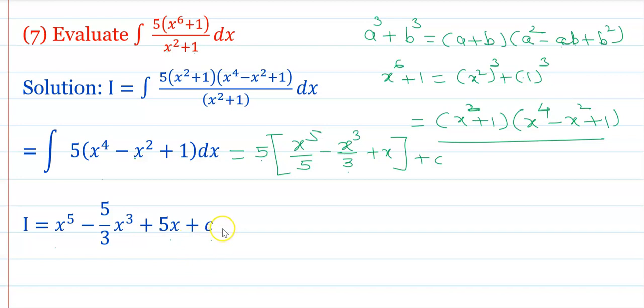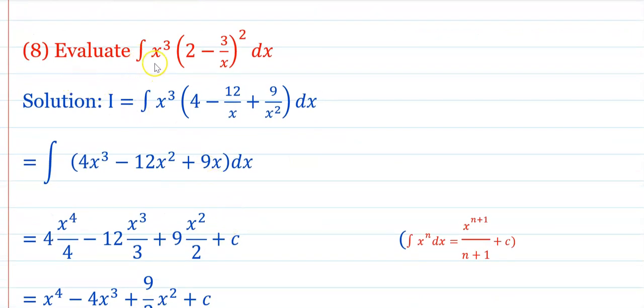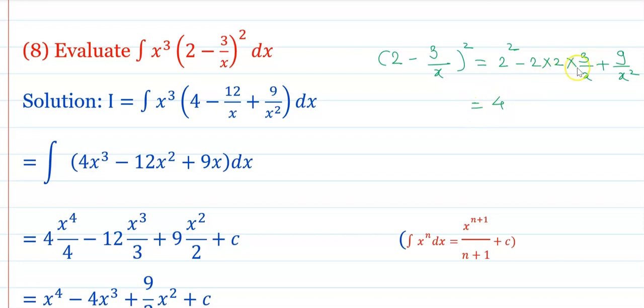Okay, now the next. Evaluate the integral of x cube into (2 minus 3 upon x) whole square. Now we have to do the expansion. What is that expansion? (a minus b) whole square. See this here. First term square, that is 2 square, minus 2 into 2 into 3 upon x, plus (3 by x) square, 9 upon x square. 2 into 2 is 4, 4 into 3 is 12, which is 12 upon x, plus 9 upon x square.